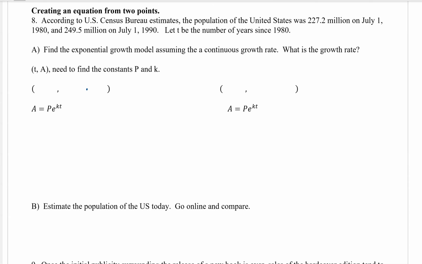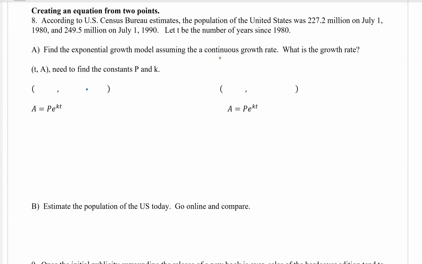All right, so in these problems, we're going to create an exponential function off of two data points. We have that the U.S.'s population in 1980 was 227.2 million, and in 1990 it was 249.5. So we're going to let t be the number of years since 1980, because that's our first data point. It's the best thing to do.